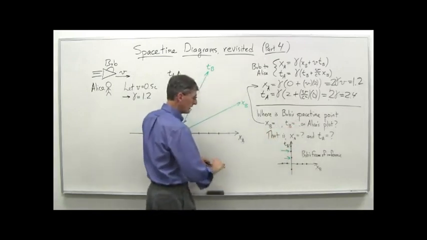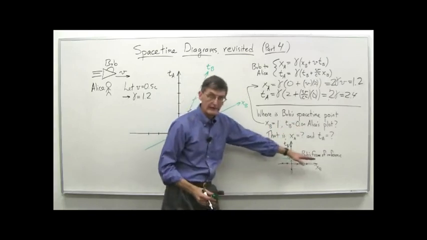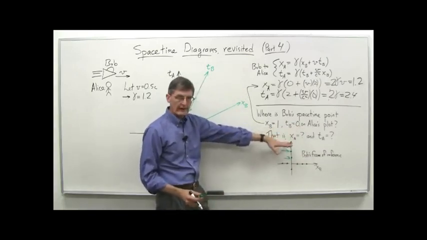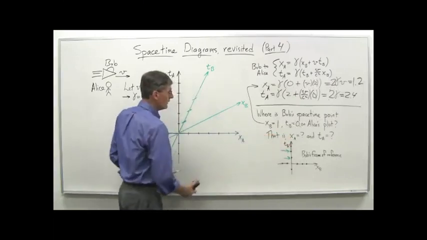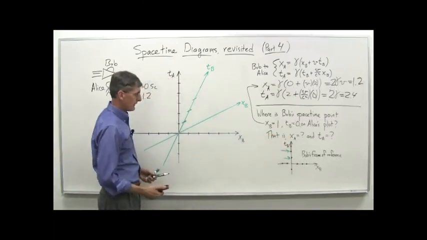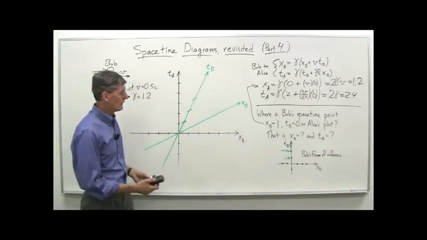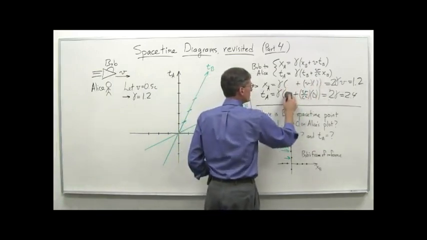So now we're looking at the point x sub b equals 1, t sub b equals 0. Okay, because now we're on the x sub b axis here. So x sub b equals 1, t sub b equals 0. What are the x sub a and t sub a coordinates in Alice's plot for that? And so again, we have a situation here where we just plug in the numbers. So these are the things that are going to be changing here.